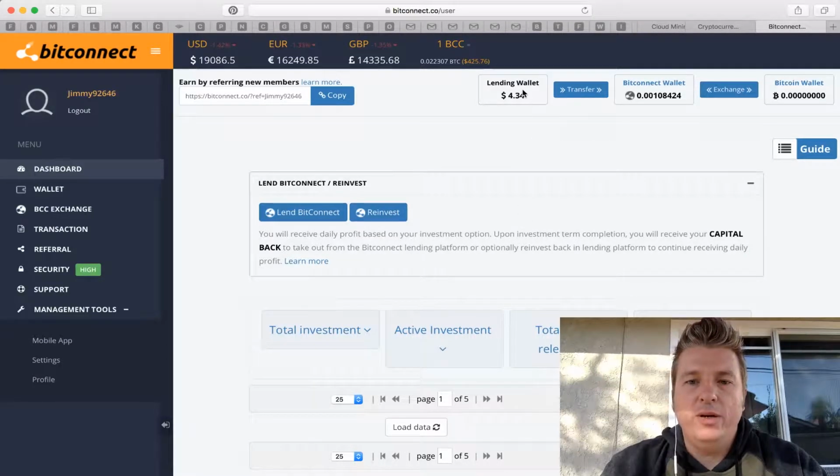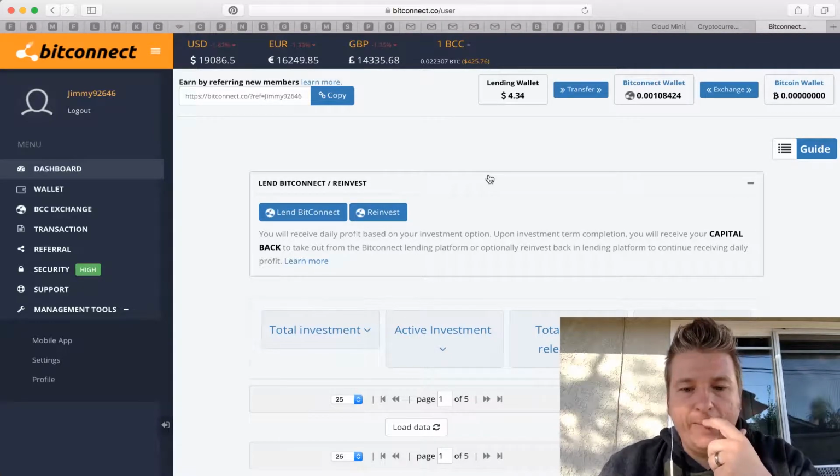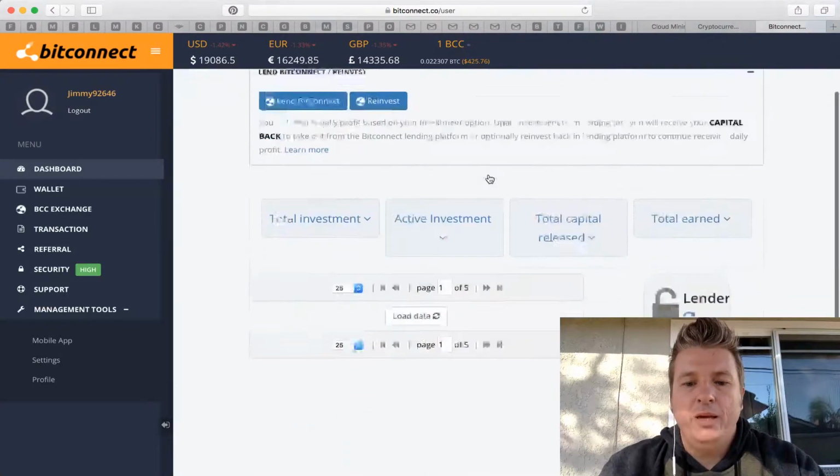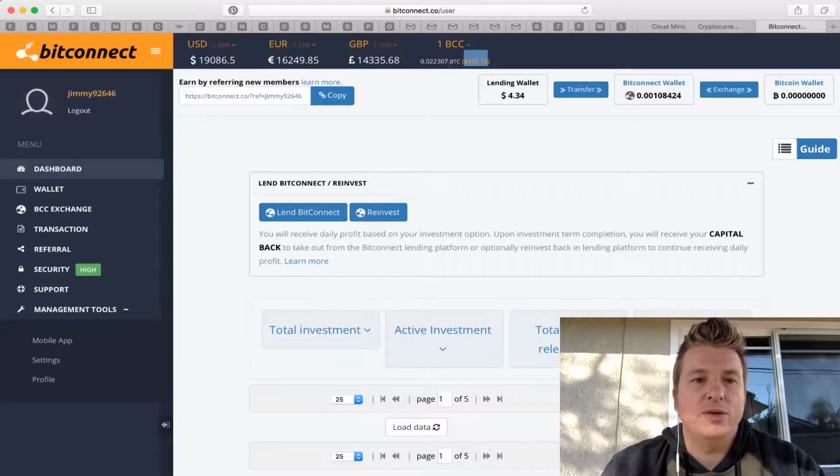So now we have $4.34. With 1.46, I imagine we'll get some pretty good interest payment today, and we should be able to reinvest at the same time tomorrow, another $10. And by the way, BCC is up to $425 per BitConnect coin, which is amazing. It continues to grow.